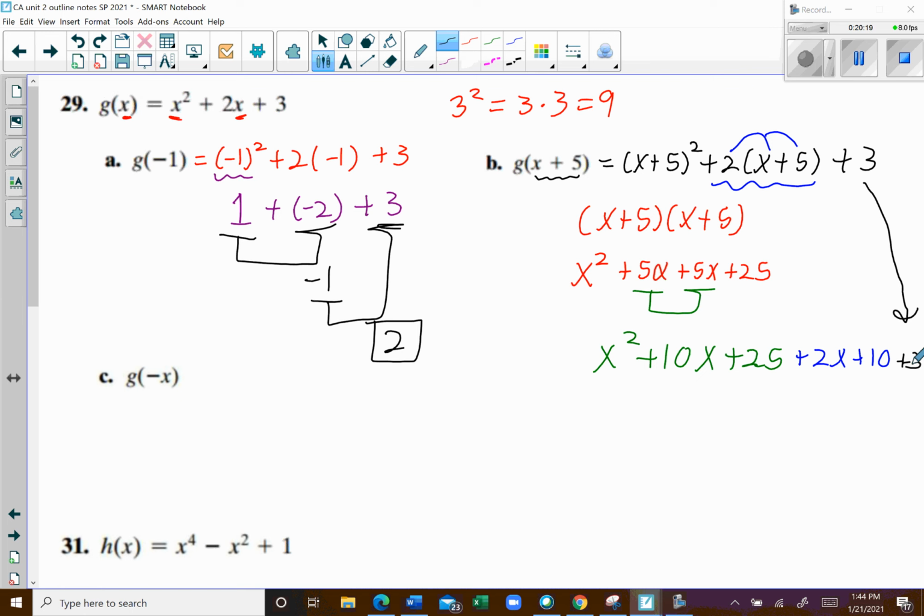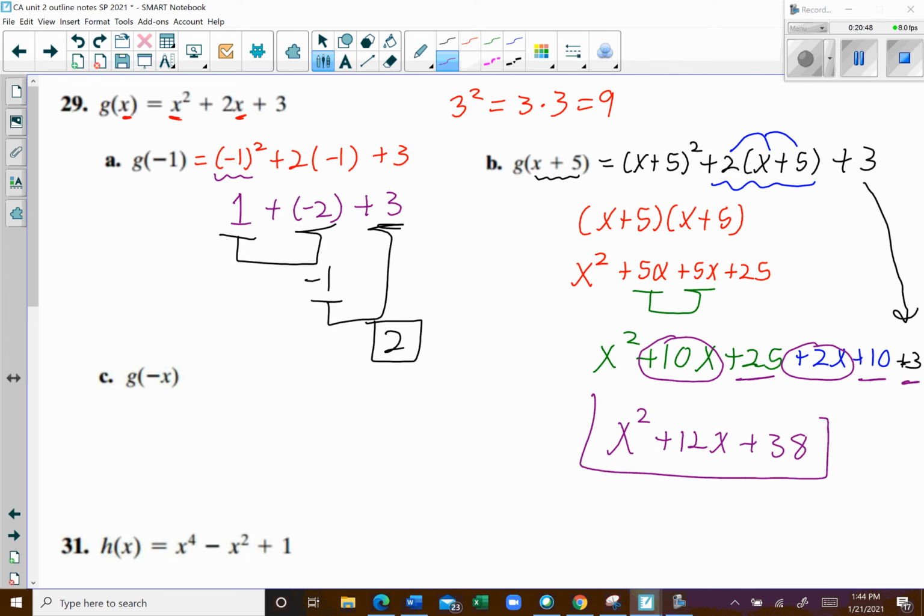All right, so now it's time to combine our like terms. So we have an x squared. I don't see any other x squared, so we'll go ahead and put that at the front. Then let's see, we've got a plus 10x and a plus 2x. That combined together is a positive 12x. And then we have 25 plus 10, that's 35. And then plus another 3, that'll be plus 38. And that is our answer right there.